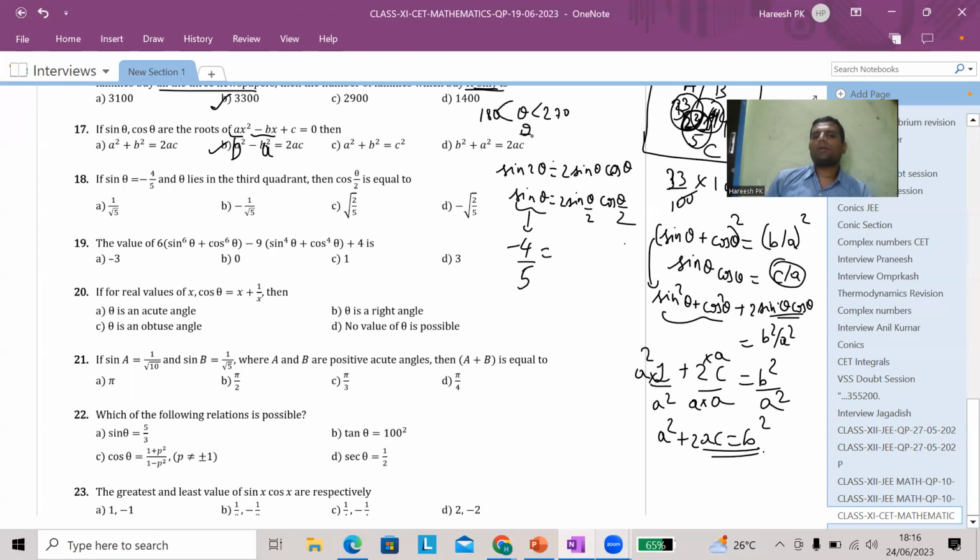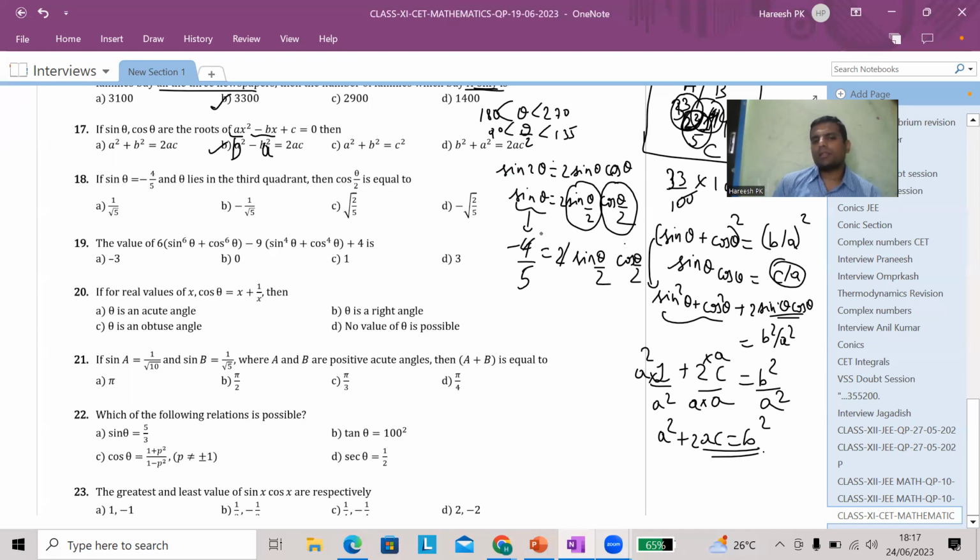So theta by 2 will lie between 90 and 135. So it will be in the second quadrant. So sine theta by 2 will be positive but cos theta by 2 will be negative. Okay. So you'll get 2 sin theta by 2 cos theta by 2.